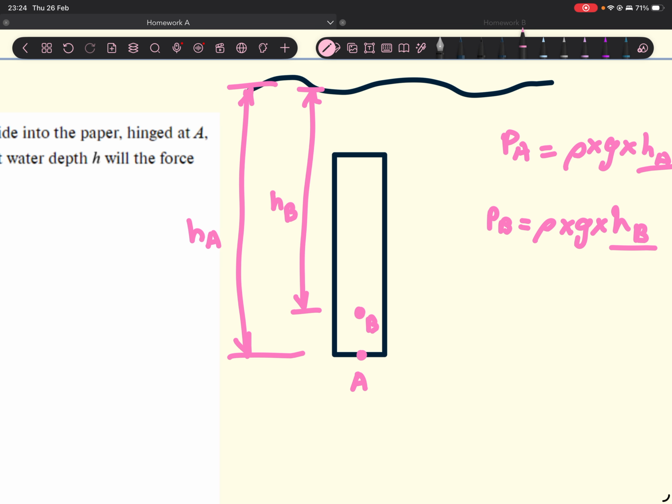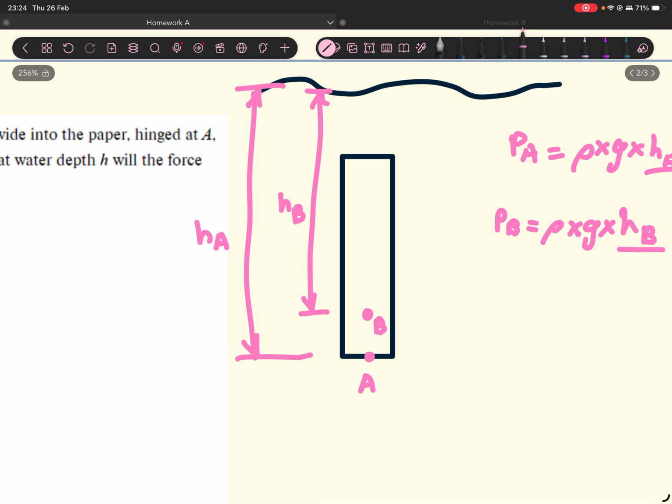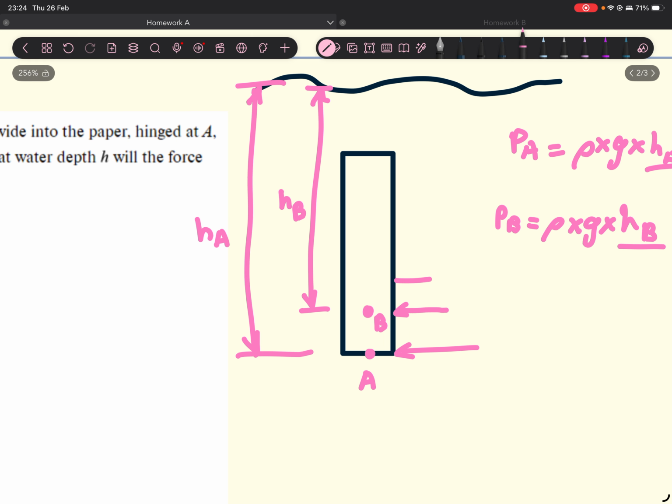Yeah, since HA is bigger than HB, the pressure here at A is going to be a lot larger than the pressure at B, right? And this is how the pressure gradient kind of develops. Just going to draw it better. So yeah, this is how the pressure gradient develops.